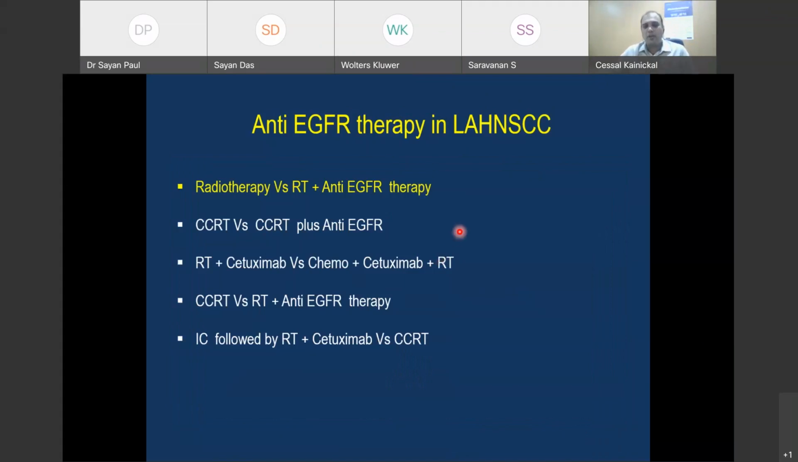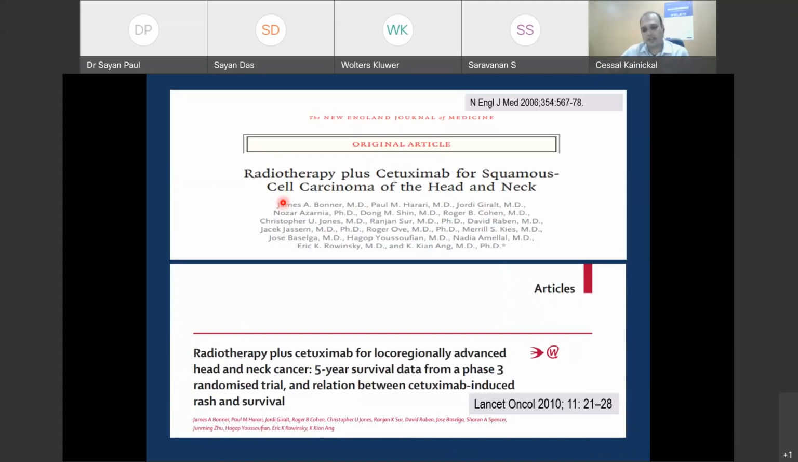Okay, I'll be discussing only the phase 3 data. So is there any role for an anti-EGFR monoclonal antibody in addition to radical radiotherapy? This question was addressed in the Bonner trial. The Bonner trial was initially presented at the ASCO annual meeting in 2004 and published in the New England Journal of Medicine in 2006. Later there was an update, and the 5-year result data was published in Lancet Oncology in the April edition in 2010. And these are the two publications of the Bonner trial.